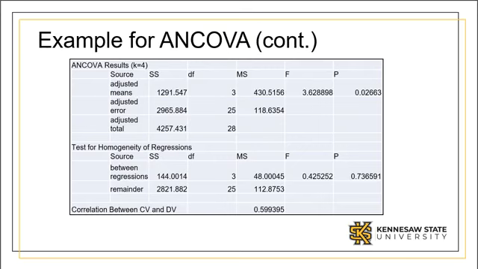We also notice that the homogeneity of regression slopes p-value is very large, at 0.7366. This affirms that the regression slopes are indeed the same. The correlation between the covariate variable and the dependent variable is statistically significant, at 0.599395.